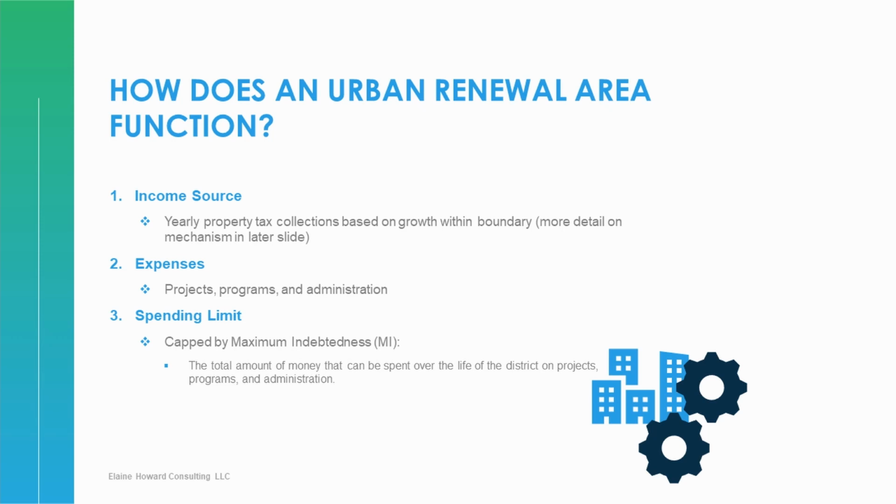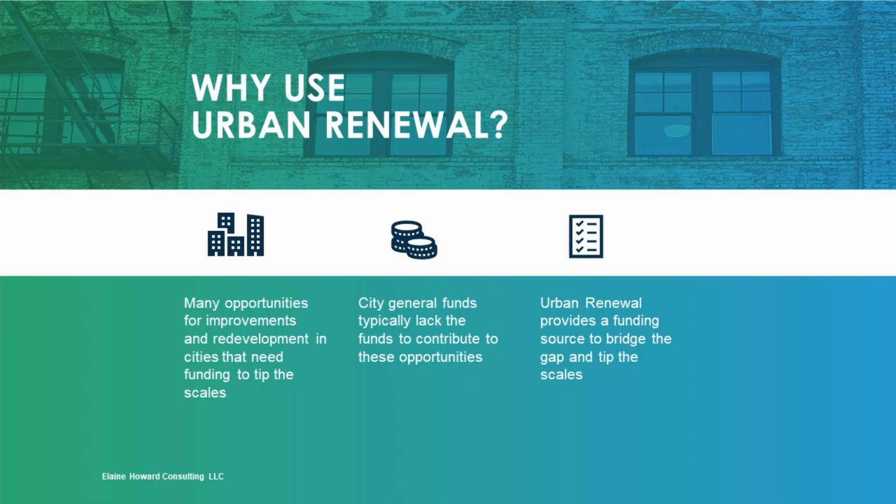Maximum indebtedness is the total amount of money that can be spent over the life of an urban renewal area on projects, programs, or administration. Cities considering the creation of an urban renewal area are typically facing the same problem. The city has an adopted city plan, such as the Tonkin Employment Area Plan, but either has no funding or insufficient funding to complete said projects.